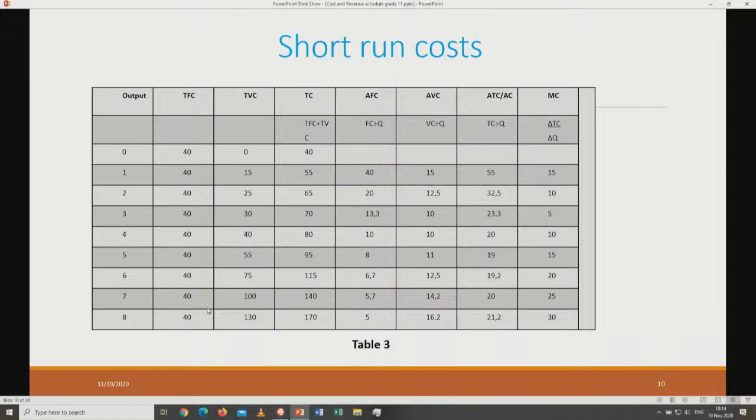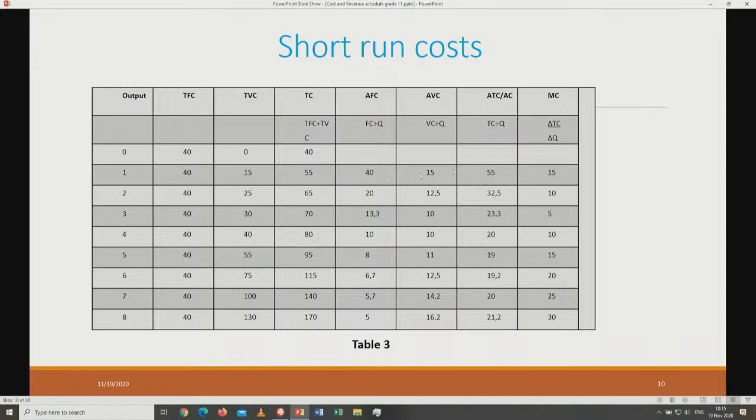And then we've got the next column for the variable cost, or TVC, total variable cost. These costs change as production changes. For 0, we had no variable cost there. But when we started producing the first item, our variable cost increased to 15. When we produce the second item, our variable cost increased to 25. So every time we increase our production, our variable cost increases.